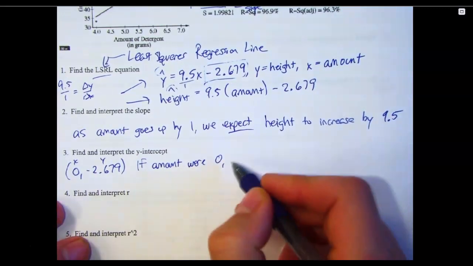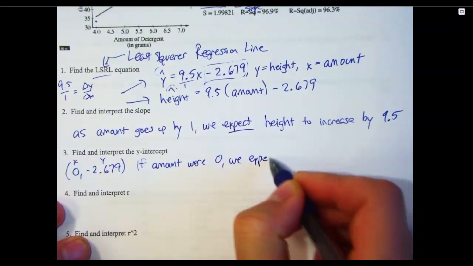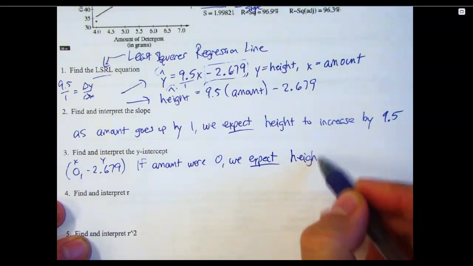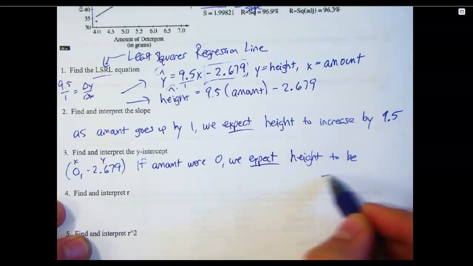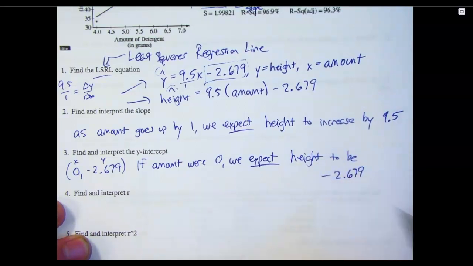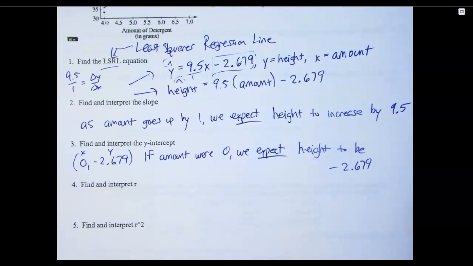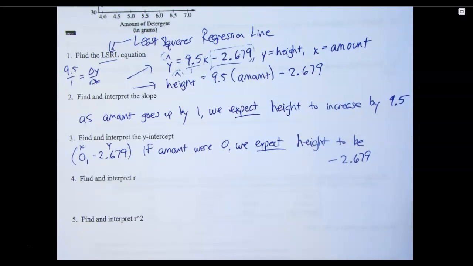If amount were 0, we expect height to be negative 2.679. Good on those?